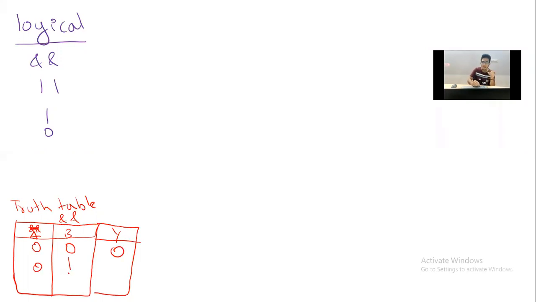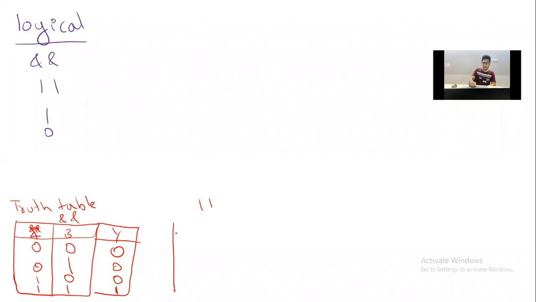0 1. Here, are both inputs 1? No, output is 0. 1 0. Are both inputs 1? No, output is 0. But here, if I write 1 1, both inputs are high. Yes, when both inputs are high, then only your output is high. This is how it is in the AND truth table. I hope you have understood this truth table. You can memorize, or you can remember that in the AND operator, only if both conditions are high, then the output is high.